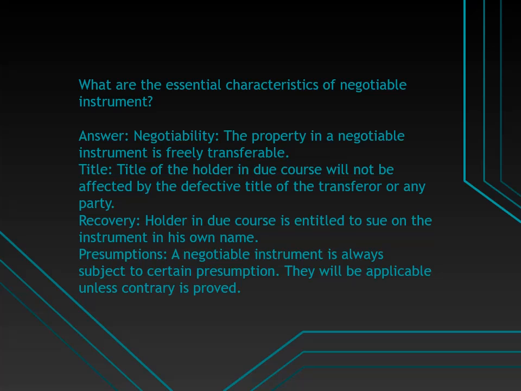Answer, negotiability. The property in a negotiable instrument is freely transferable. Title: the title of the holder in due course will not be affected by the defective title of the transferor or any party. Recovery: the holder in due course is entitled to sue on the instrument in his own name. Presumptions: a negotiable instrument is always subject to certain presumptions. They will be applicable unless contrary is proved.